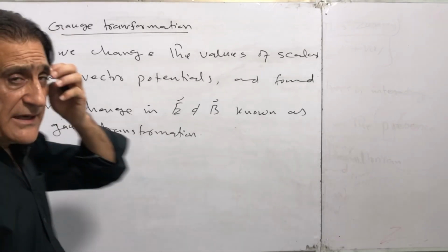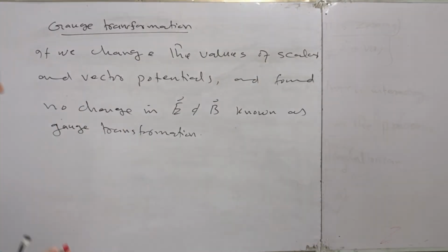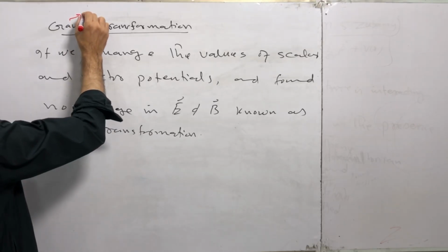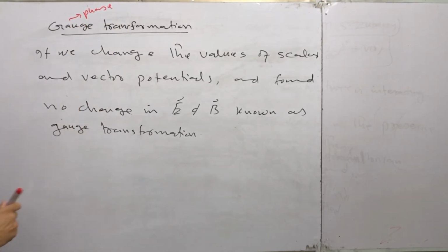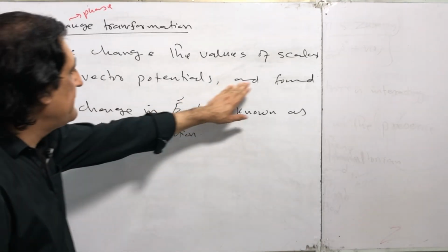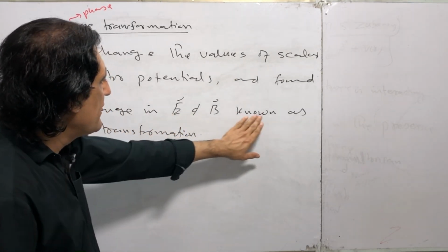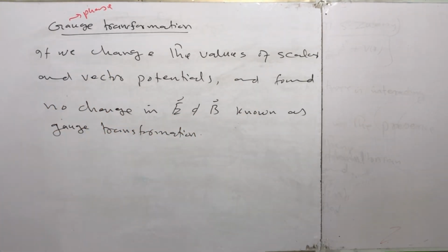This is a gauge transformation. Gauge means fence. So here, if we change the values of scalar and vector potentials and find no change in the electric and magnetic fields, this is known as gauge transformation.